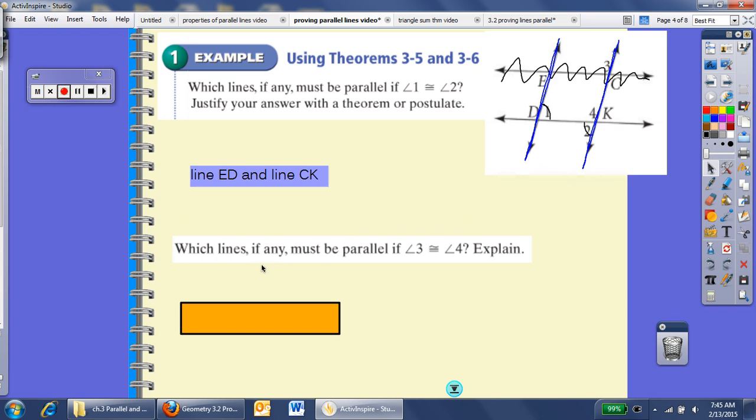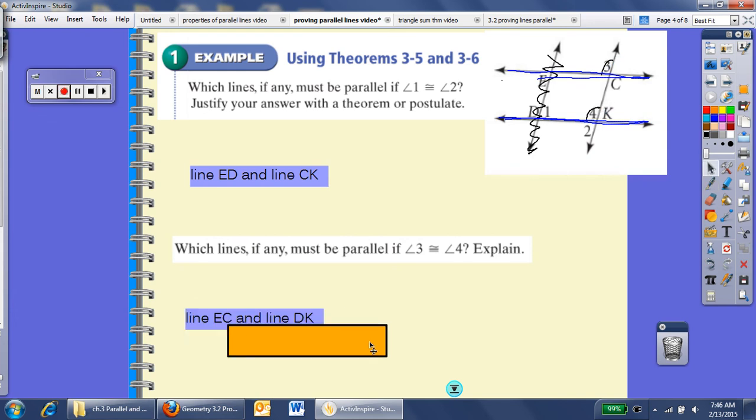Given another one, which lines, if any, must be parallel if angle 3 is congruent to angle 4? Let's mark those angles in the drawing here. So here is angle 3 and here is angle 4. These are corresponding angles. So we need to see which 2 lines form these angles. If I got rid of this line here, I don't need that at all in order to form angle 3 and 4. So in this case, line EC, this one here, and line DK must be parallel because they form angle 3 and angle 4, which are corresponding and congruent.